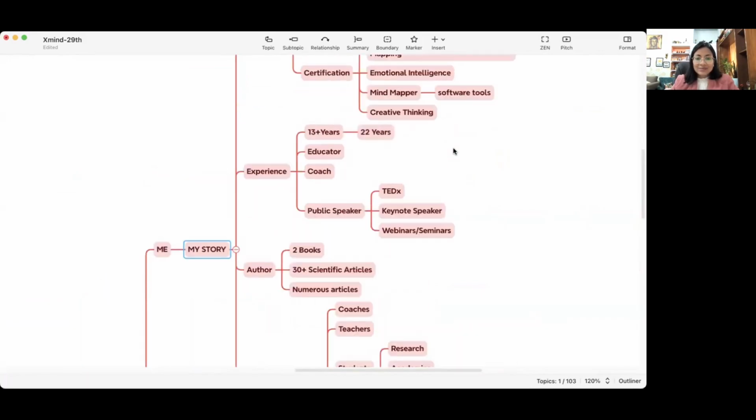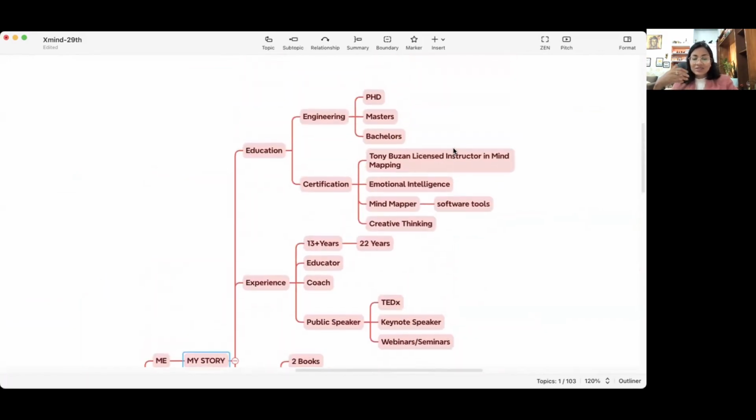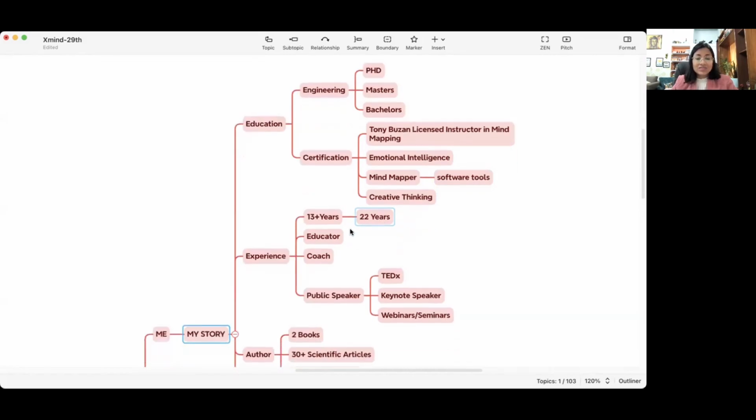So by profession, by education, I'm an engineer with my bachelor's, master's, and my doctorate degree in engineering. And I'm also certified as a Tony Buzan licensed instructor in mind mapping, currently the only one in India. I'm also certified in emotional intelligence. I'm also mind mapping certified in several software tools. In creative thinking, I have around 13 plus years of teaching experience officially. And I say unofficially, I have been teaching for 22 years.